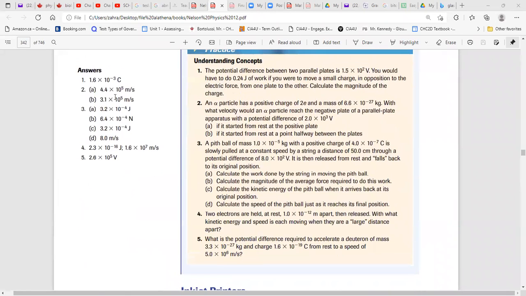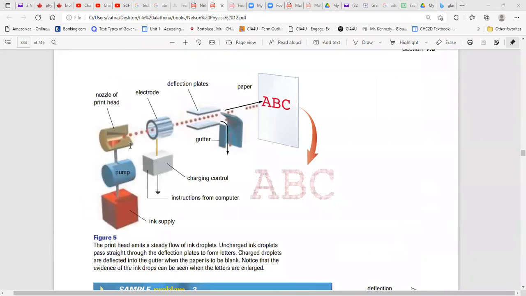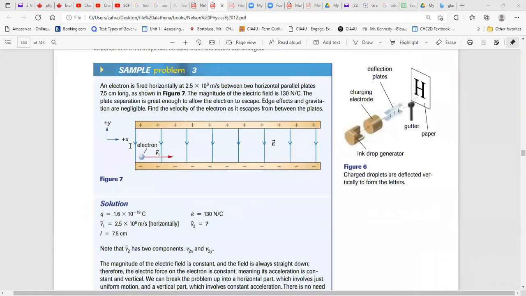Here you can do question number 1, 2, 3 for practice. Here is another question. An electron is fired horizontally at 2.5 × 10⁶ meters per second between two horizontal parallel plates, 7.5 centimeters long. So from here to here is that. The magnitude of the electric field is 130 newtons per coulomb. The electric field is given.